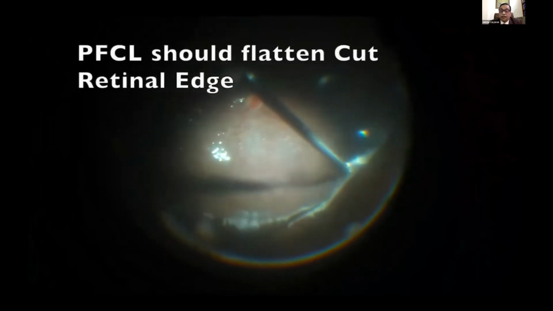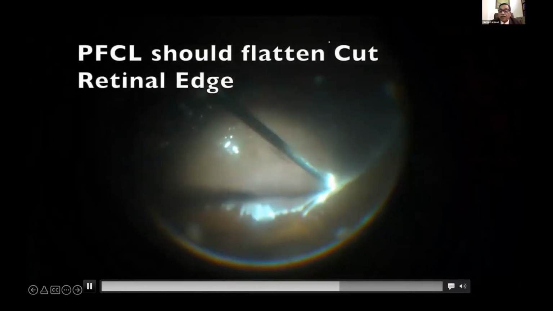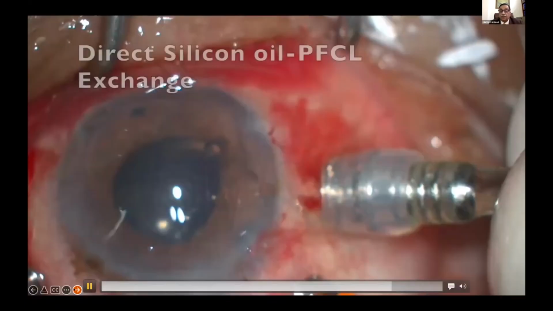And you can see there are some radial folds over there, which after doing the retinectomy, and this retinectomy must be beyond the level where you think that there is shortening. So you must go beyond that, and then when you do the PFCL, it should flatten the retinectomy. If it's not, it means there's a membrane there and that is being cut over here. Now you've seen it settle down completely. And then you go ahead and do the laser and complete the surgery.